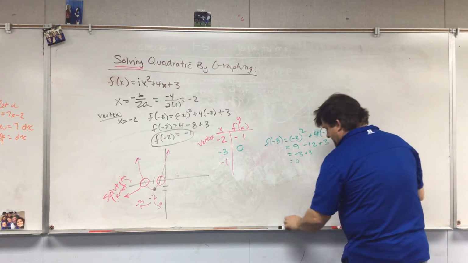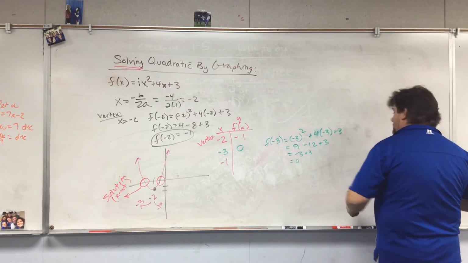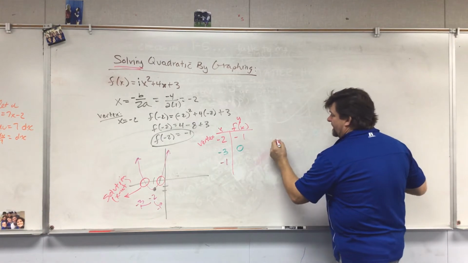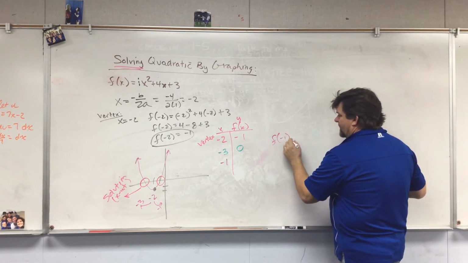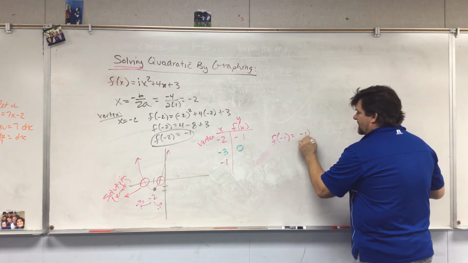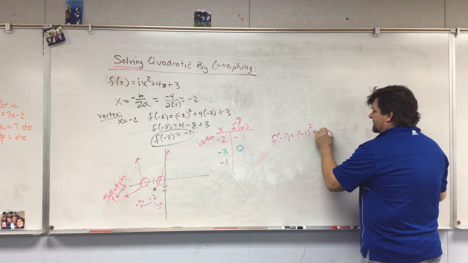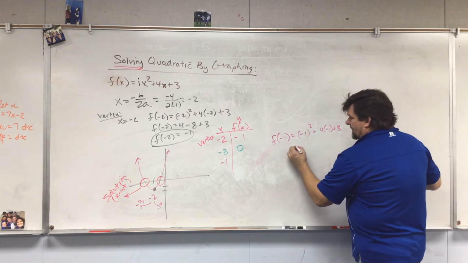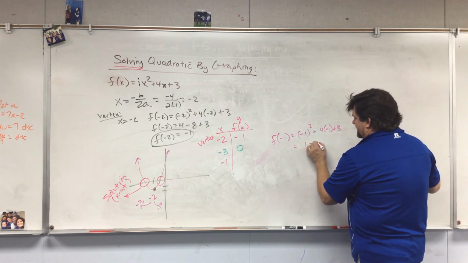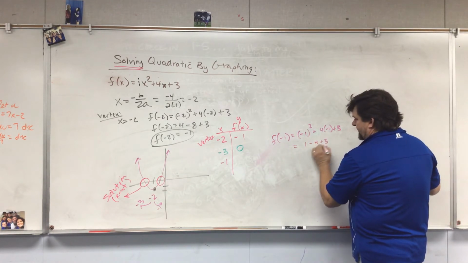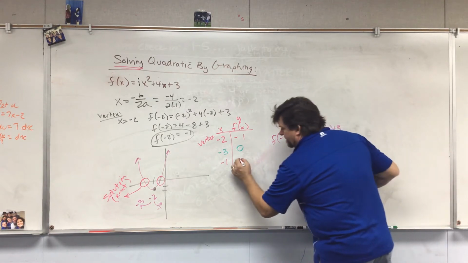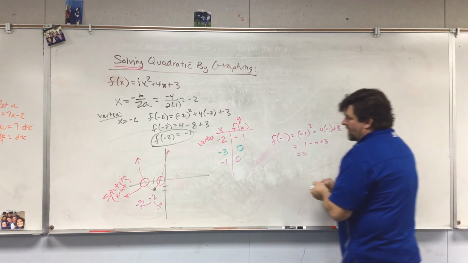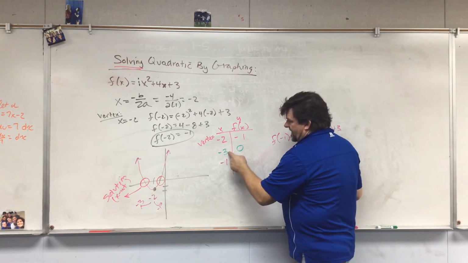All right, let's do this next one. I'll go ahead and erase this. When I plug in negative 1, f of negative 1 equals negative 1 squared plus 4 times negative 1 plus 3. I get 1 minus 4 plus 3, which gives me 0. I get 0. So when y equals 0, I get negative 3.